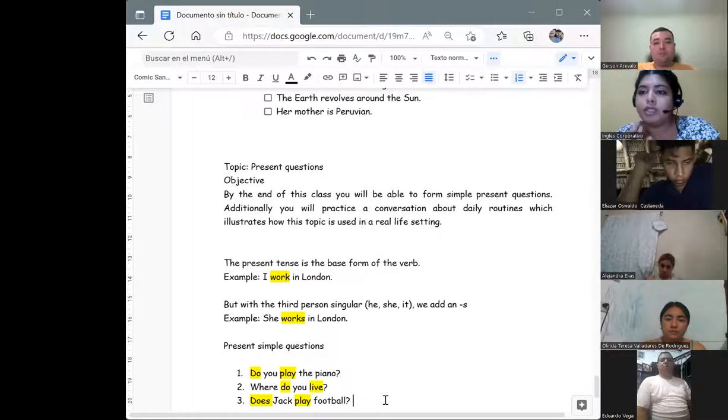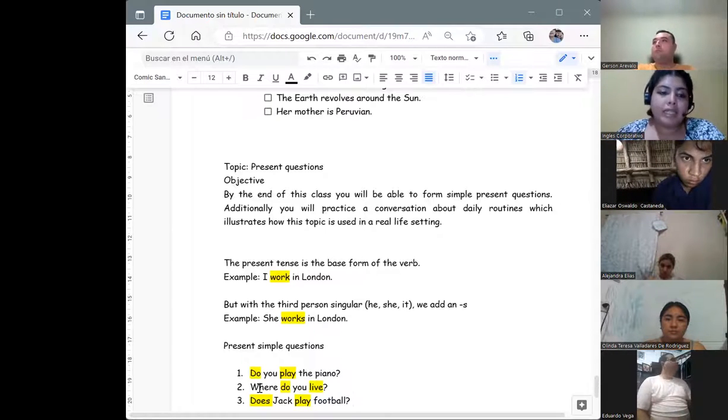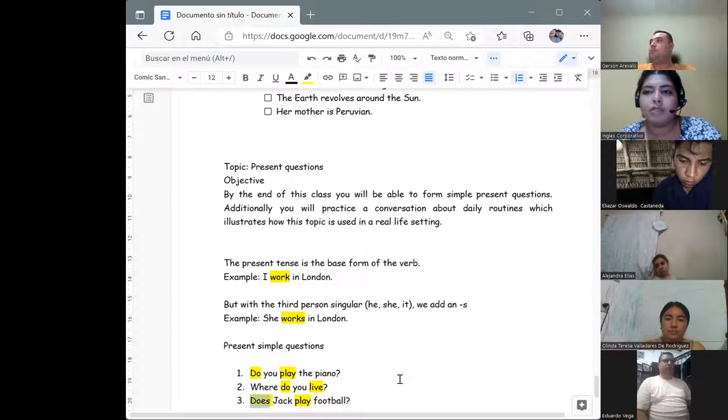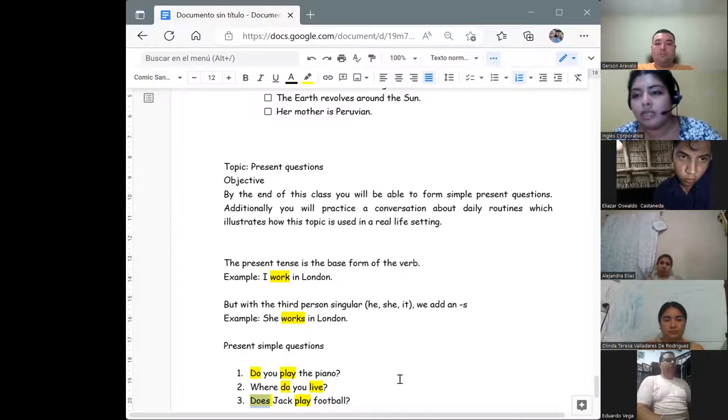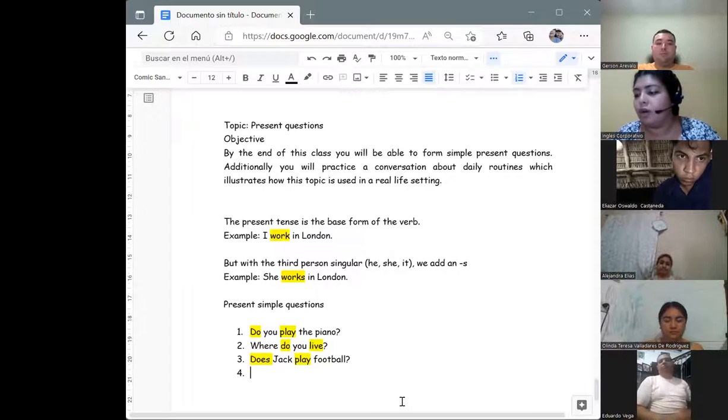We are using the auxiliary does. Estamos utilizando el auxiliar aquí, que ya se cambió para tercera persona, ya se adaptó, y ya no necesito cambiar mi main verb. Ya no cambio mi verbo principal porque ya tengo un auxiliar que me lo está cambiando. Él ya me está diciendo que estoy hablando de tercera persona y ya no necesito volver a ponerlo. Good. Next one. Number four.